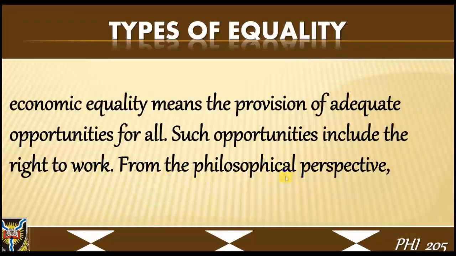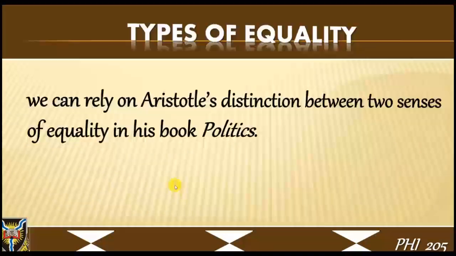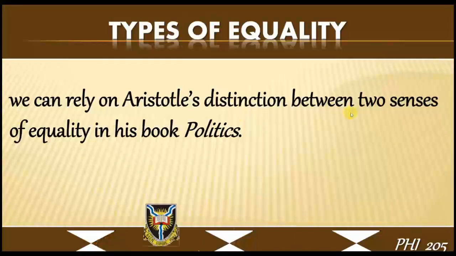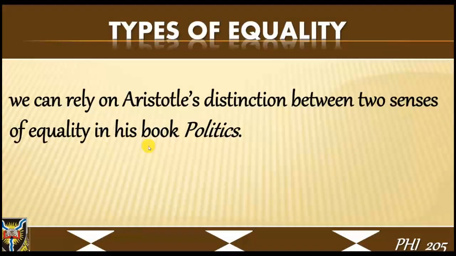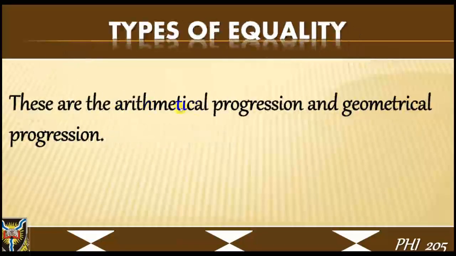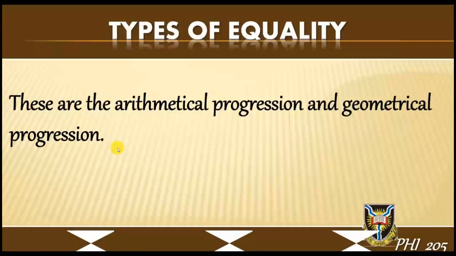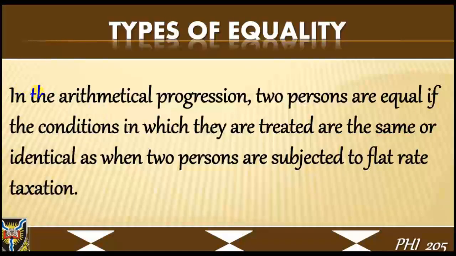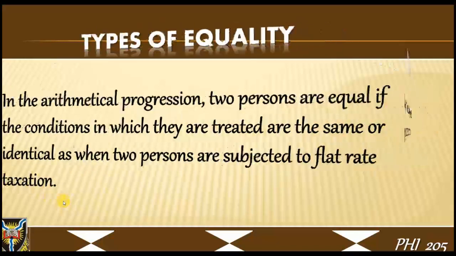From the philosophical perspective, we can rely on Aristotle's distinction between two senses of equality in his book, Politics. These are the arithmetical progression and geometrical progression. In the arithmetical progression, two persons are equal if the conditions in which they are treated are the same or identical, as when two persons are subjected to flat rate taxation.